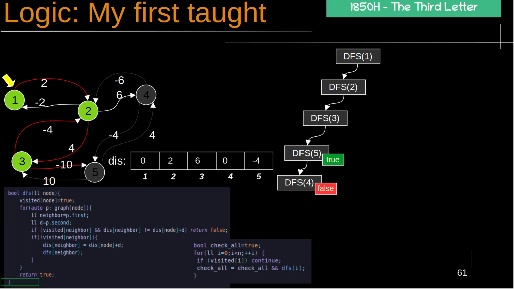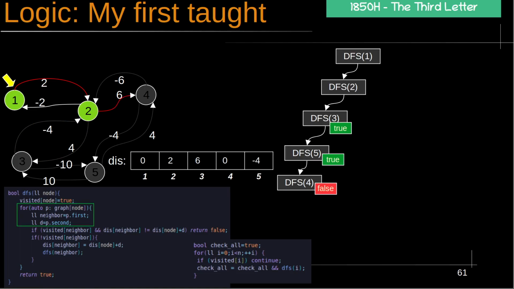So we backtrack to 3 because all the neighbors of 5 are explored. We backtrack to 3 and we check the other neighbors of 3. All the neighbors of 3 are explored. So at the end of this for loop, we return true. Okay. We backtrack to 2. We check the other neighbors of 2.